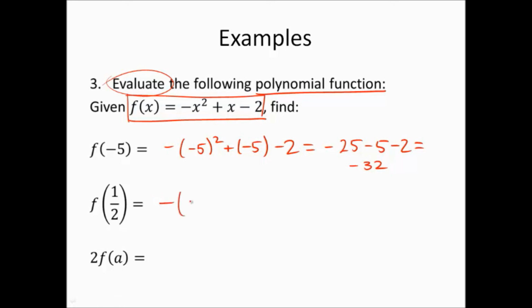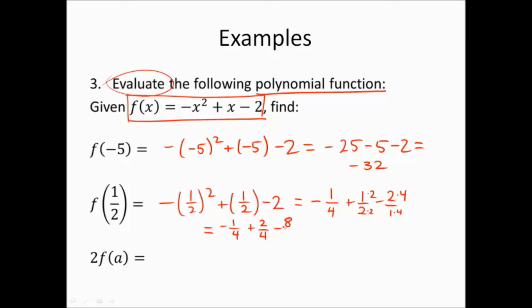For a half, you'd have -1/2 squared plus 1/2 minus 2. That's 1/4 because you squared the numerator and the denominator, plus 1/2 minus 2 over 1. We need to use some fraction knowledge here. Common denominator because we're adding fractions. The common denominator is 4, multiply by 2, multiply by 4. That's 1/4 plus 2/4 minus 8/4, which is negative 5/4.